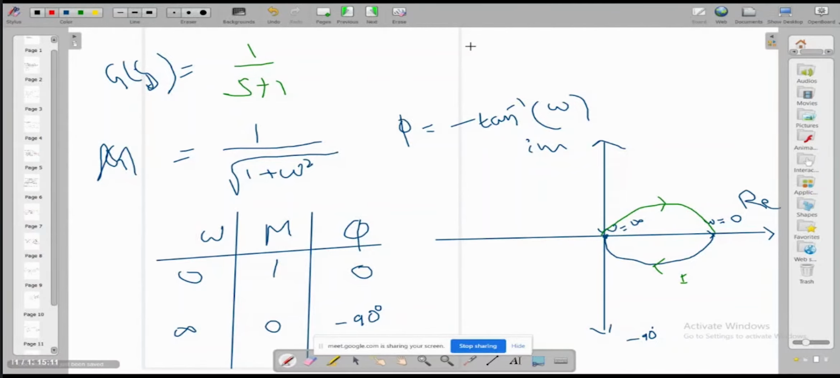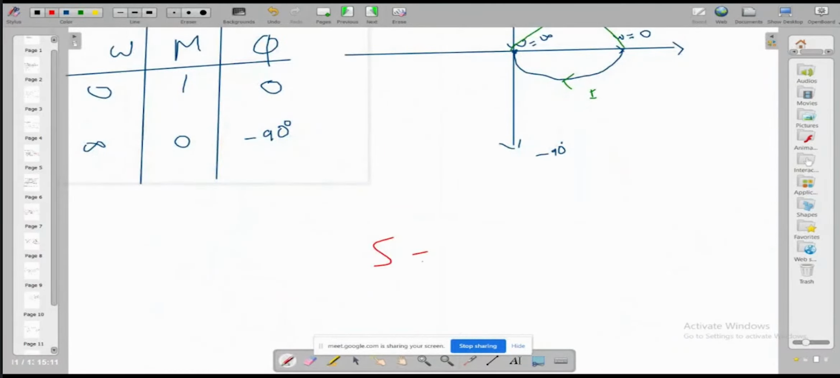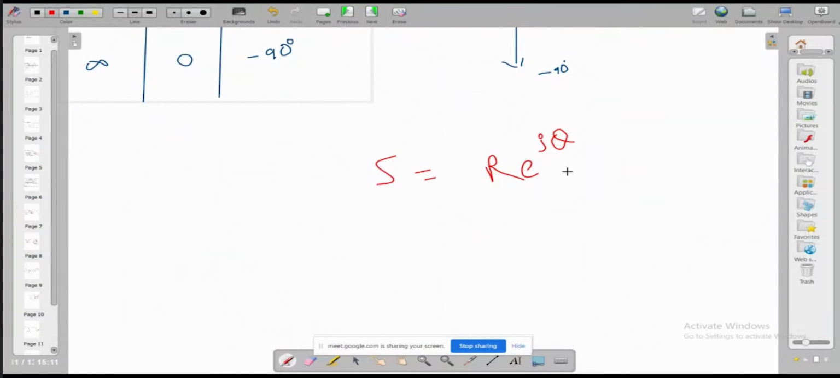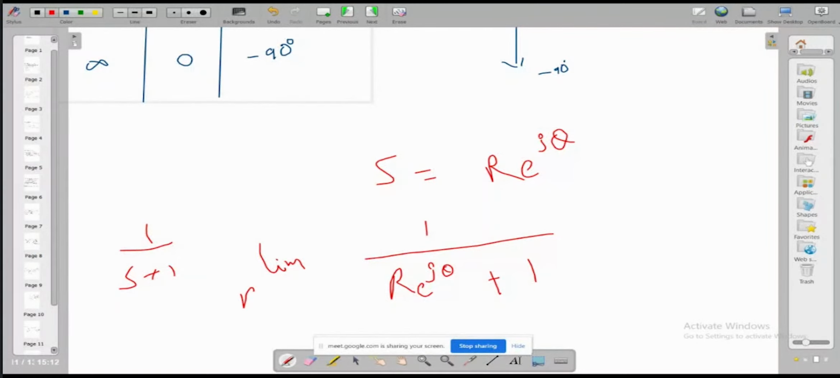Path number 3 is the large circle. For that you have to keep s equals r e to the power j theta, where theta varies from plus pi by 2 to minus pi by 2. So now you put s equals r e to the power j theta, and that will be 1 divided by s plus 1, so it will be 1 divided by r e to the power j theta plus 1. And r tends to infinity.